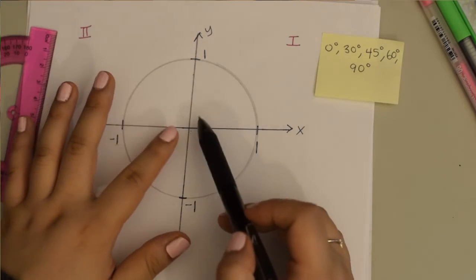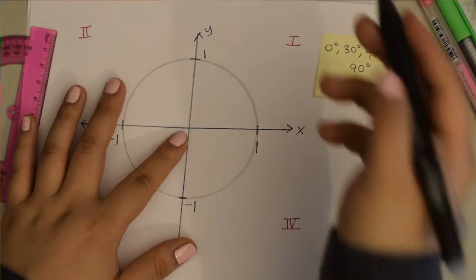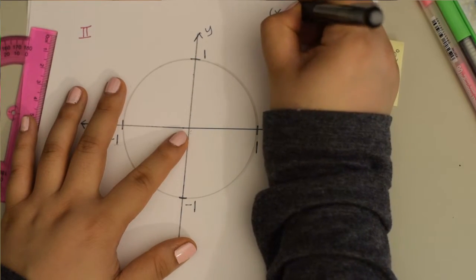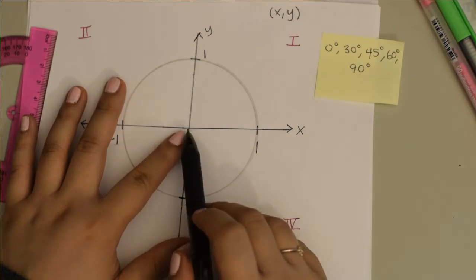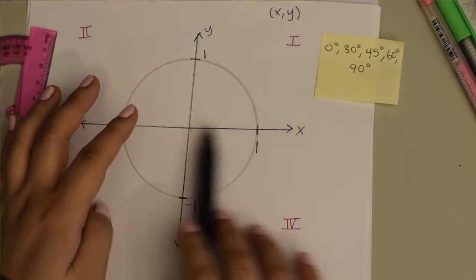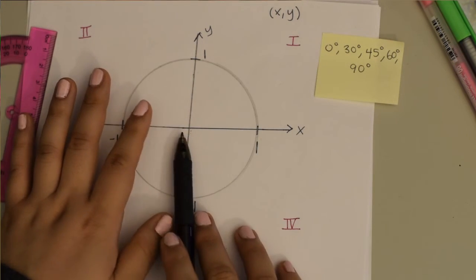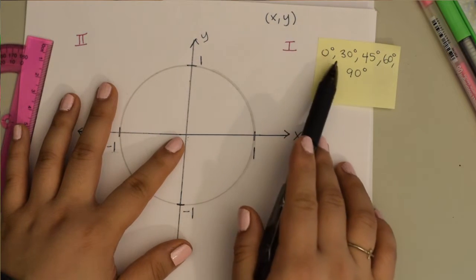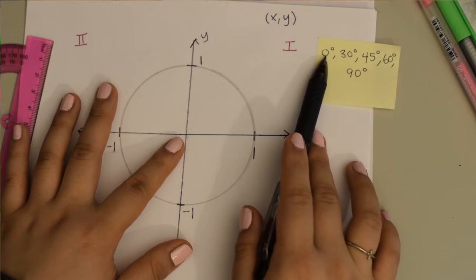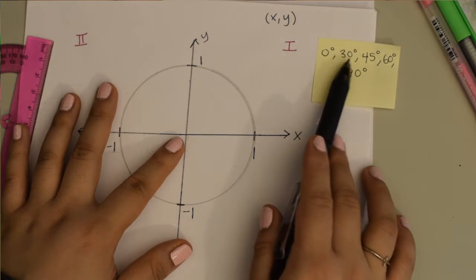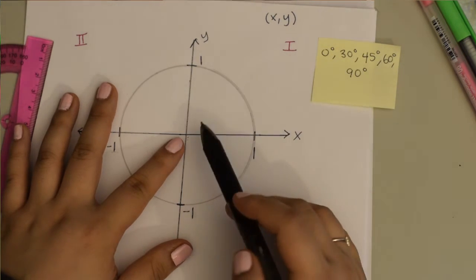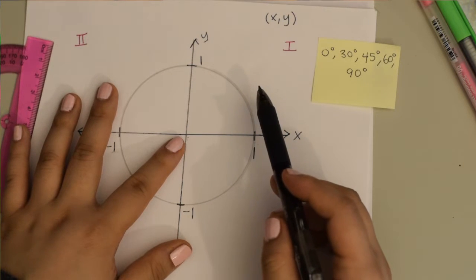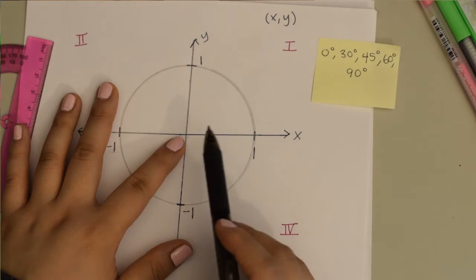Remember, when we plot points, we have ordered pairs, x, comma, y, right? And it tells you left or right and then up or down from 0, 0, right? So we have x and y coordinates, and when we plot the points that are associated with these angles, we can actually use geometry to get exact values.